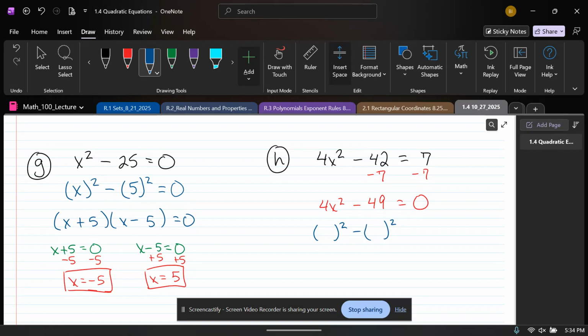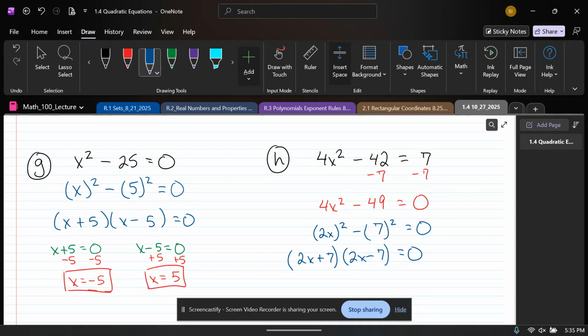What squared is 4x squared? 2x. What squared is the 49? Ooh, that's nice. So that allows me to factor it as a difference of squares. So I've got the 2x plus 7 and the 2x minus 7. Doesn't matter what order. If you put the 2x minus 7 first, that's fine. It doesn't matter.